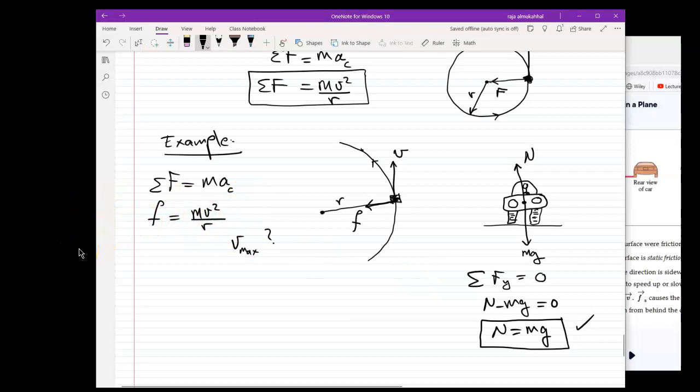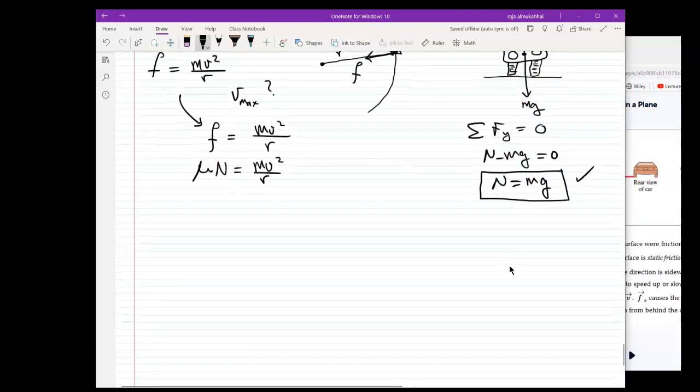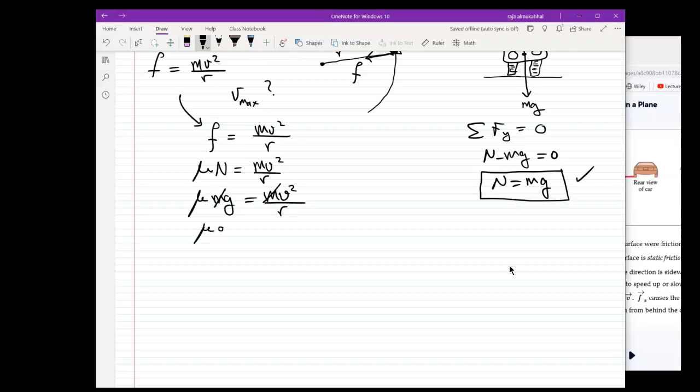So we said that the friction force is equal to mv squared over r. The friction by definition is mu n equals mv squared over r. And n, what is n equal to? Well, we just proved it to be equal to mg according to this derivation. So therefore, mu mg equals mv squared over r. The masses cancel out, so I have mu g equals v squared over r.